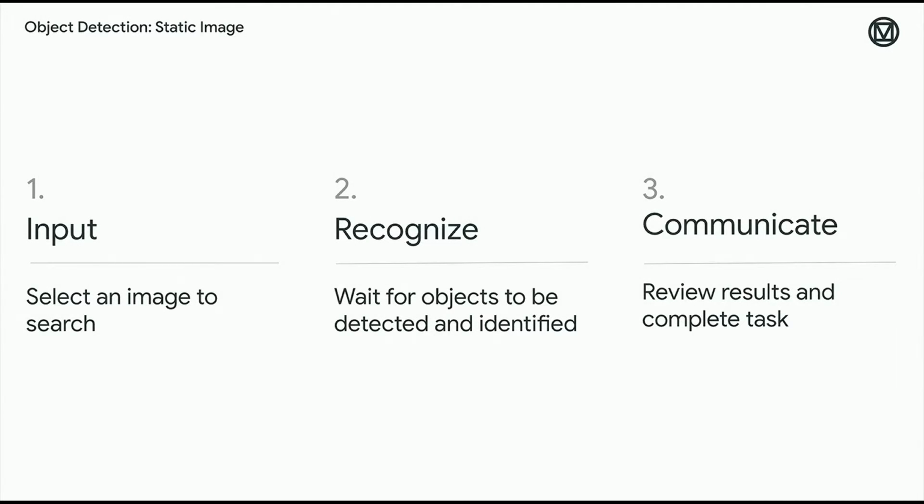Now, as before, we've split this flow into 3 distinct phases. And these should probably look familiar to you at this point. So here we have input, where the user selects an image to search. Recognize, where we wait for the objects to be detected and identified. And communicate, where we review the results and complete the task.